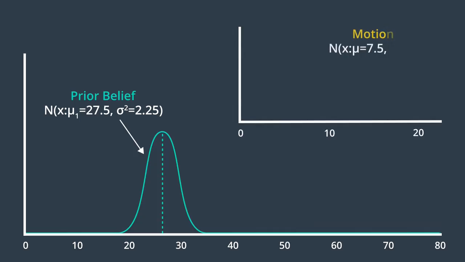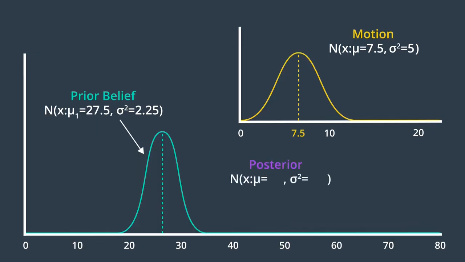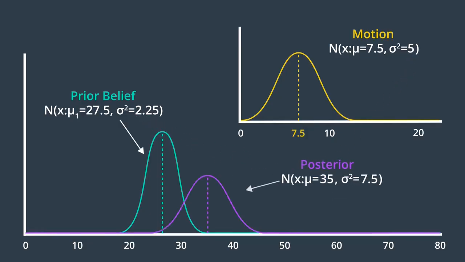Next, the robot executes a command: move forward 7.5 meters. The result of this motion is a Gaussian distribution centered around 7.5 meters with a variance of 5 meters. Calculating the new estimate is as easy as adding the mean of the motion to the mean of the prior, and similarly adding the two variances together to produce the posterior Gaussian.